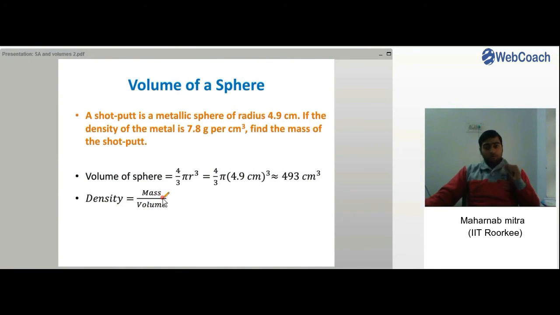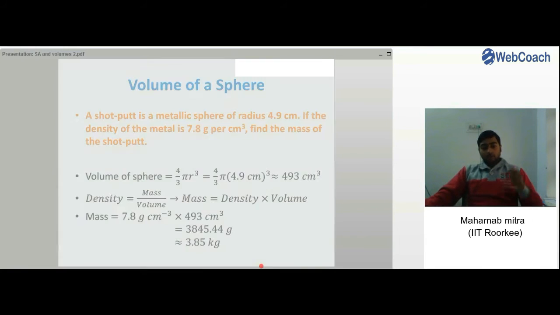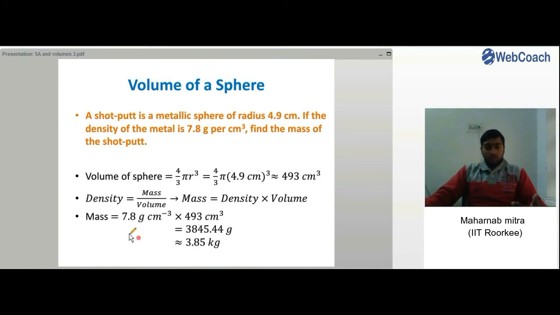Now density, we know it is mass per unit volume. So mass must be density into volume. So by putting in the values, the value of density is 7.8 grams per centimeter cube, and the volume we have got as centimeter cube, and after multiplying these two we get the answer in grams, and you can convert the answer into kg if it is too big. So we get the answer approximately as 3.85 kgs or close to 4 kgs.